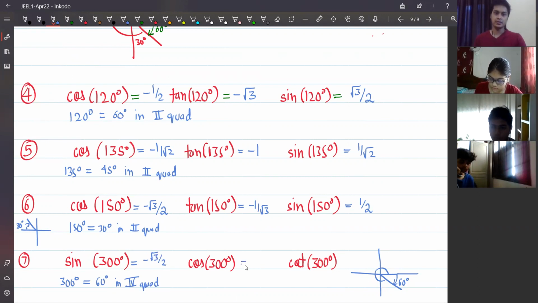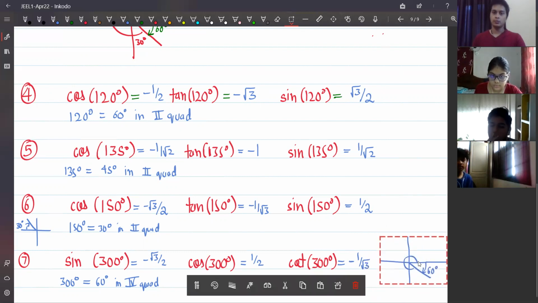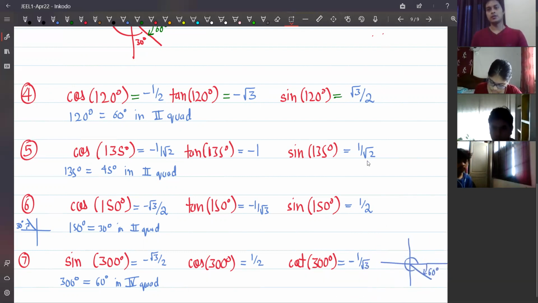Cos 300 is 1 by 2. That is cos 60. Cot 300 is minus 1 by root 3. That is cot 60, that is tan 30. So I'm confident now you can find trigonometric ratios of these common angles for all the quadrants.